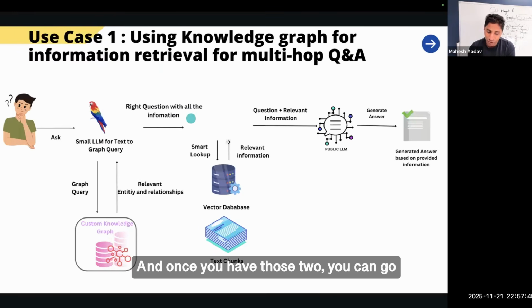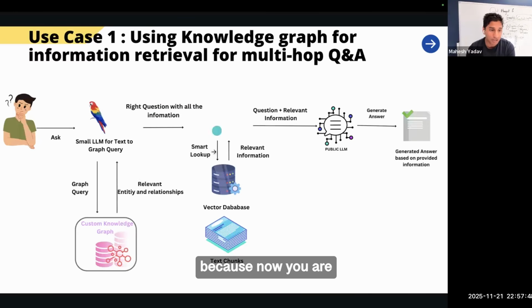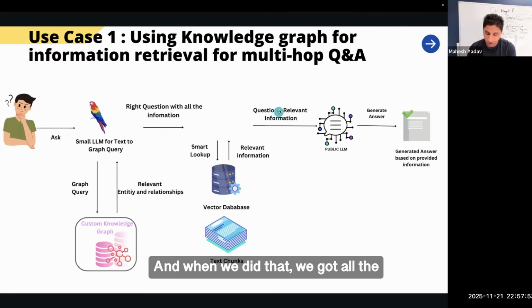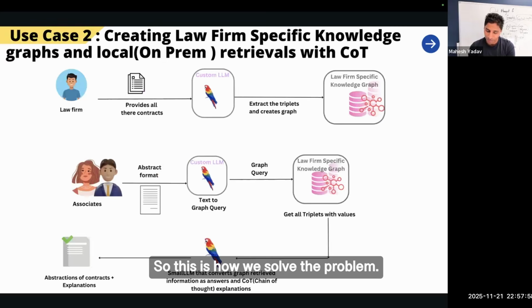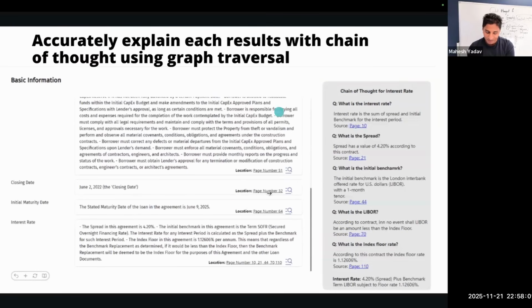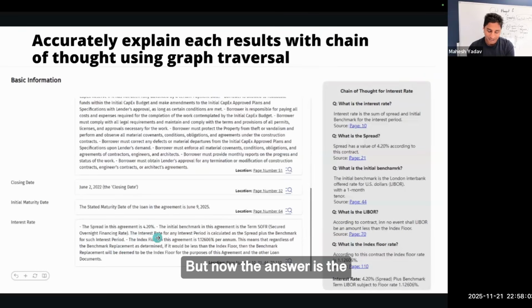And once you have those two, you can go and query the database because now you are giving a very enriched query to the database. And when we did that, we got all the relevant chunks out and we could answer the question. So this is how we solved the problem. This is all details. But now the answer is: the spread is this, the floor is this.